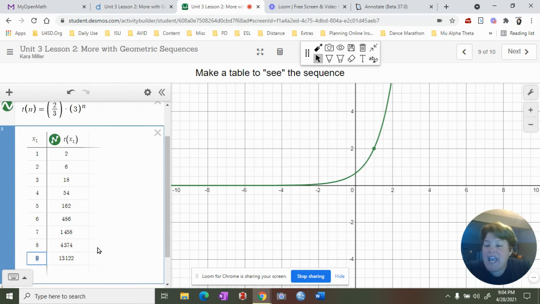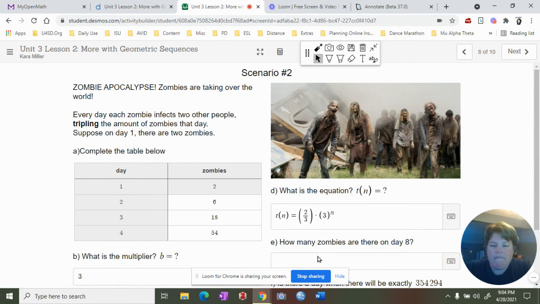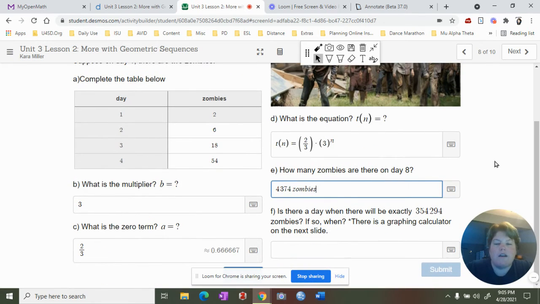Okay, day 8 is 4,374 zombies. Because we are talking about units of measure and we are specific to the number of zombies, we may as well use the label, right? Now let's look at our list.